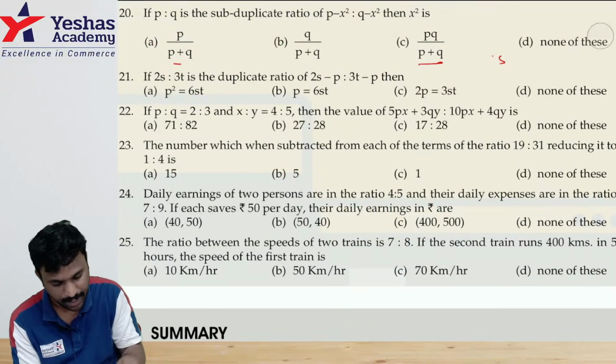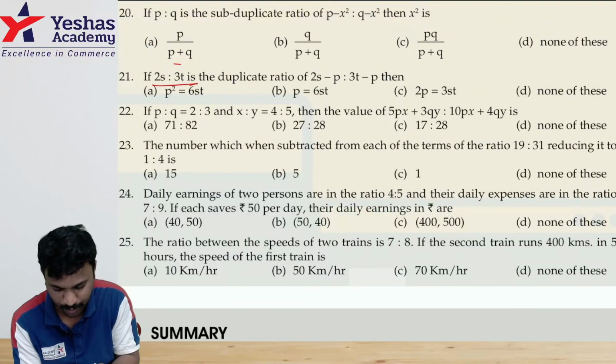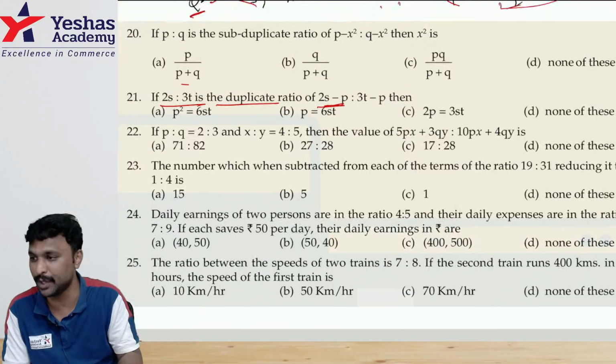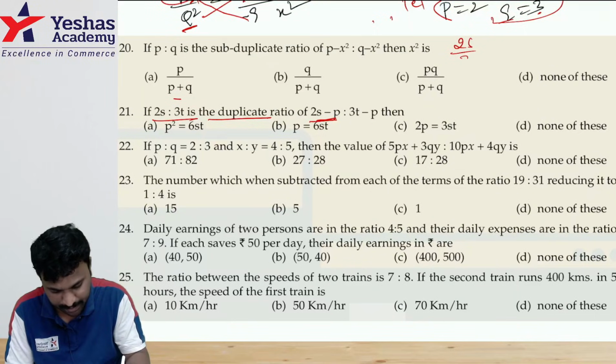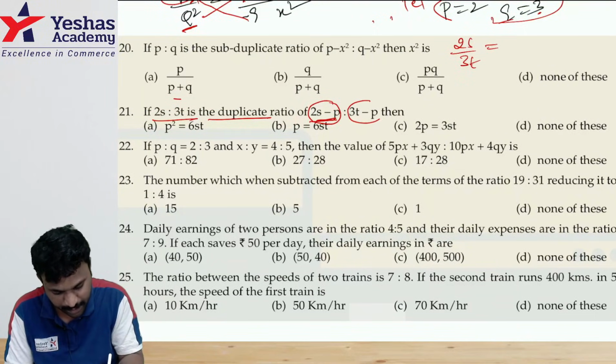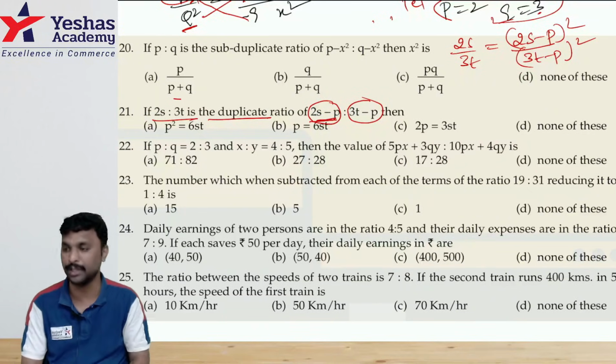What have they said? 2s is to 3t is the duplicate ratio of this. Guys, duplicate ratio of this means 2s by 3t is equal to the square of this divided by the square of this. So (2s minus p) divided by (3t minus p), the whole squared. Have you understood?